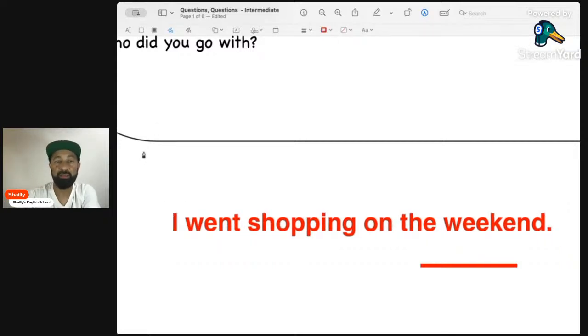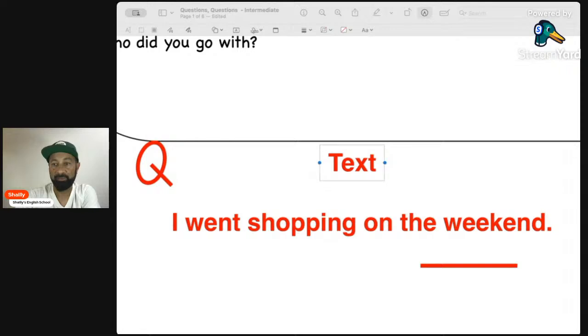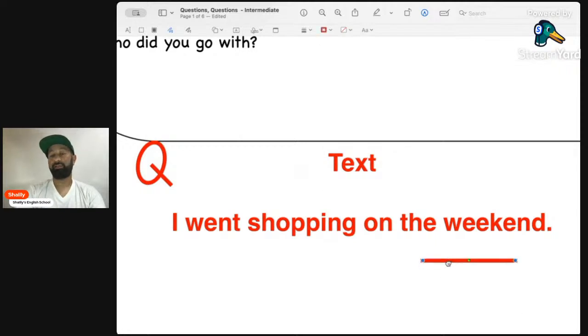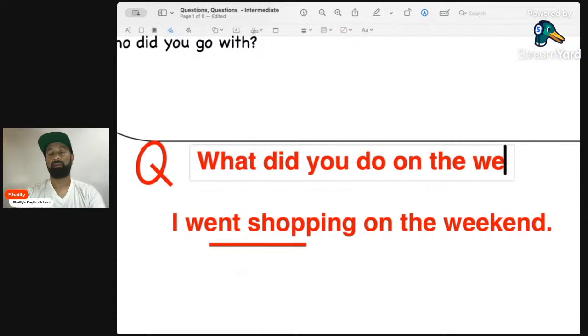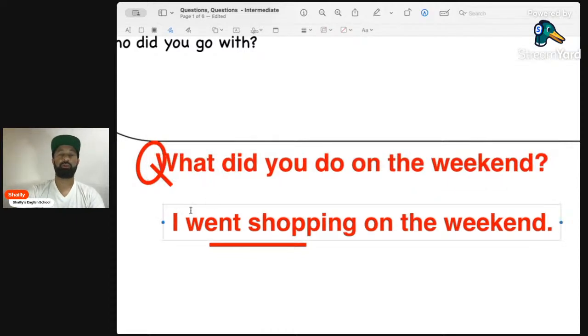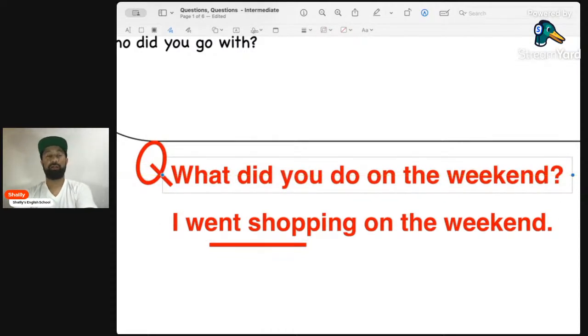So if I'm thinking of a question, there's many questions we can do. Maybe my answer is on the weekend. Maybe my answer is shopping. Let's go with shopping. So what did you do on the weekend? That's a great question for this answer. I went shopping on the weekend.